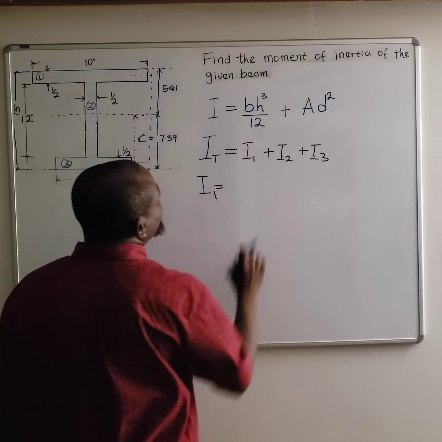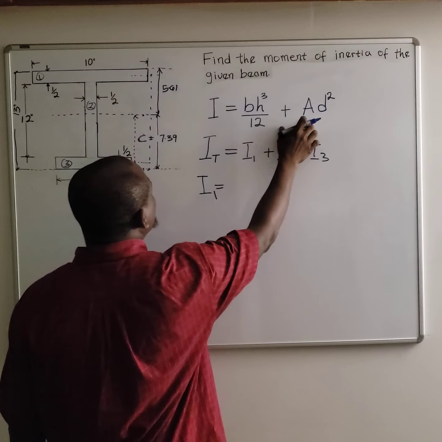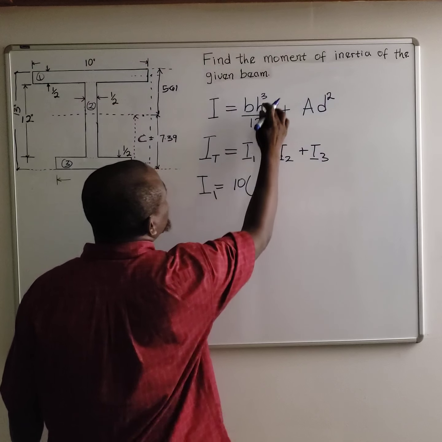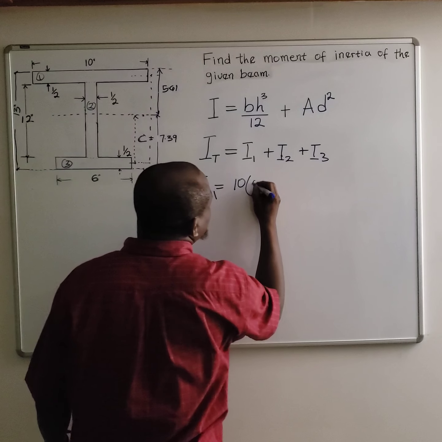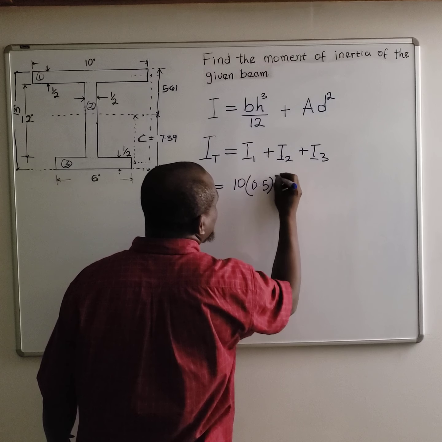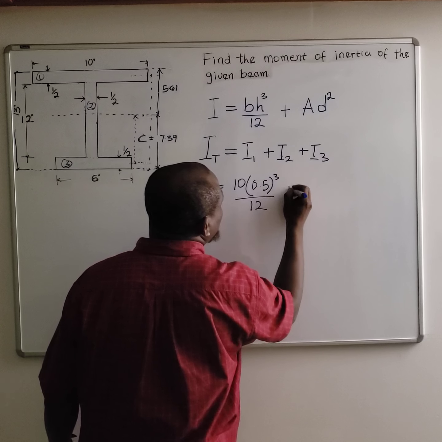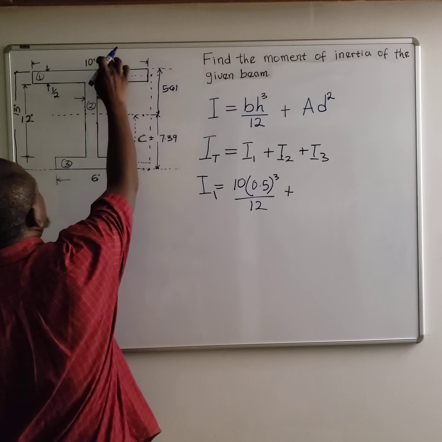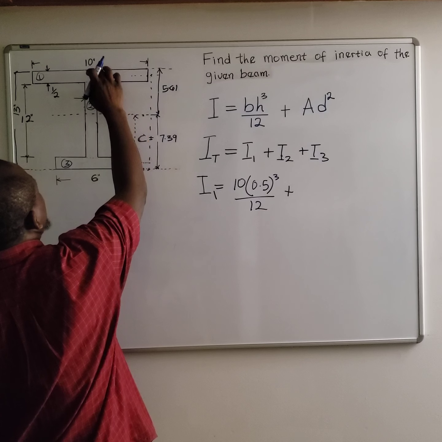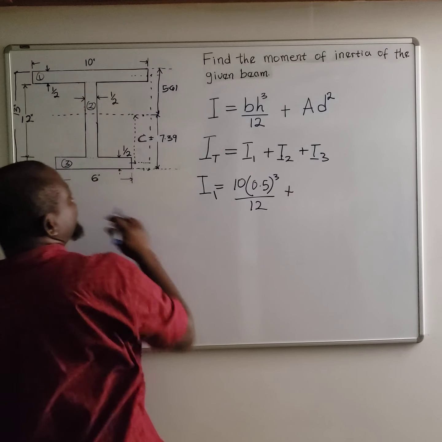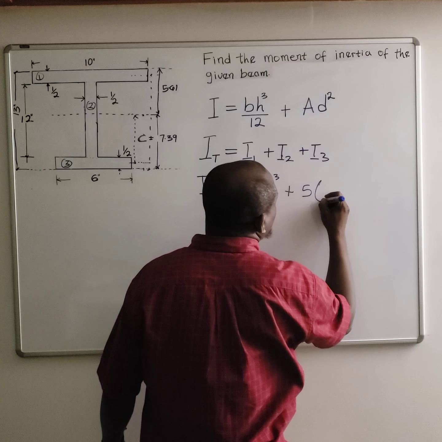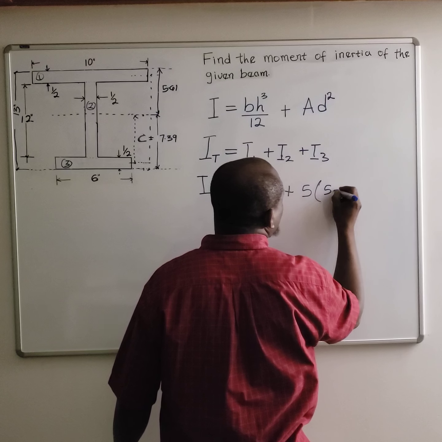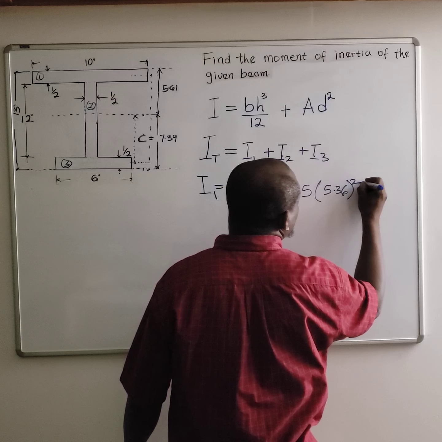You plug your value into this formula. Our B is 10. 10 multiplied by h. H is half inch raised to power 3 divided by 12 plus our parallel axis theorem. The area of this rectangle is 5 because 10 multiplied by half inch, that was 5. We already calculated D. Our D1, we calculated it to be 5.36. You square that.